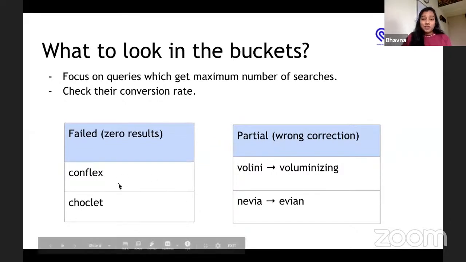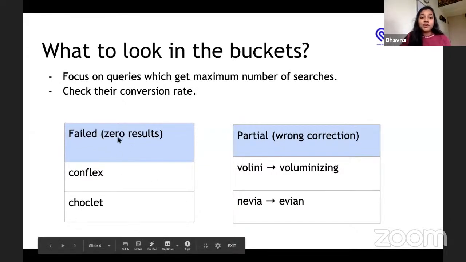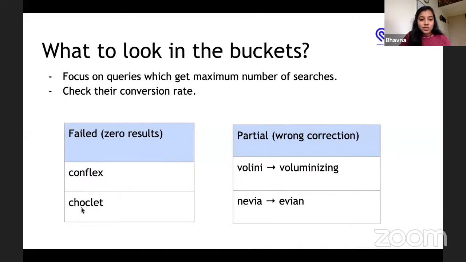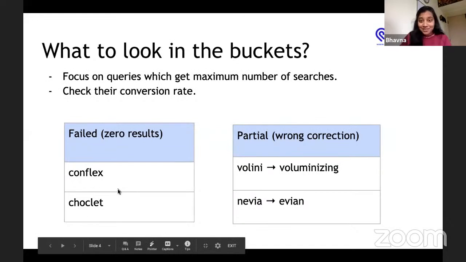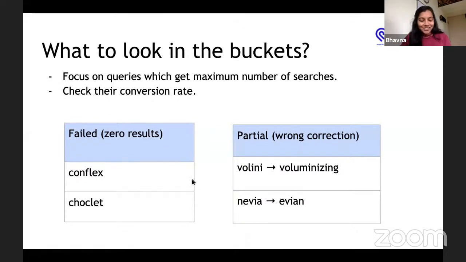Right? So for example, in case of failed searches, where we showed no results at all, a few examples could be conflicts and chocolate. I mean, these are the kind of spellings that we actually get. So this is all real data, okay? So for failed searches, there are no results. So obviously the conversion rate is 0, okay?